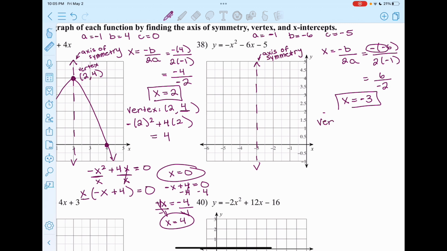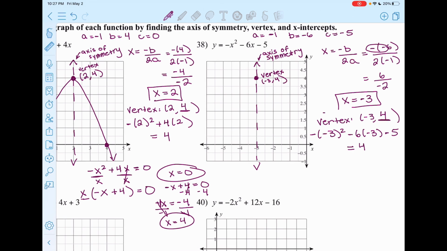This also means that my vertex is -3 something. And in order to figure out that y value, I'm going to plug -3 into my function. So -3 squared minus 6 times -3 minus 5. Plugging this into my calculator, I get 4. So this means that my vertex is -3, 4.